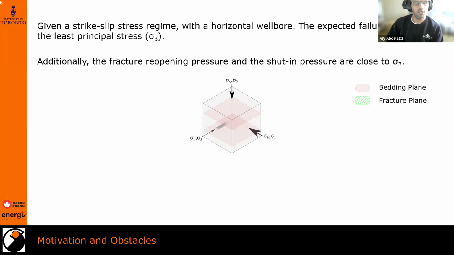Given a strike slip regime with a horizontal wellbore, classical theory expects it to fail against the least principal stress, which is sigma 3. So we expect the shut-in pressure, or the fracture opening pressure, to also be equal or close to sigma 3. So this is the experimental setup.